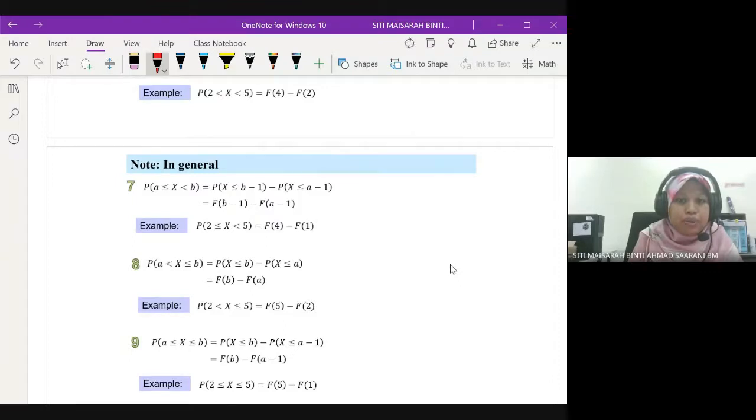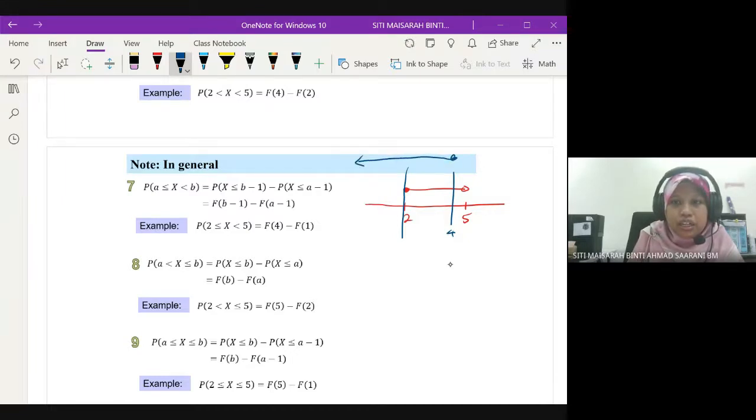This one is FB minus 1 minus FA minus 1. So for example, probability X more or equal to 2 less than 5. This one is F4 minus F1. So kalau kita buat, sini 2, sini 5. 2 ni include, 5 ni tak include. So dia punya starting dia adalah dekat 2 dengan 4. So jadi kita ambil F4 buang dengan F1. Okay, so dia kena buang dekat F1.